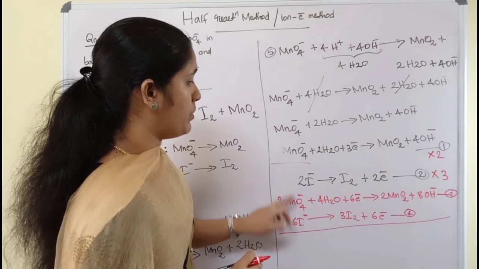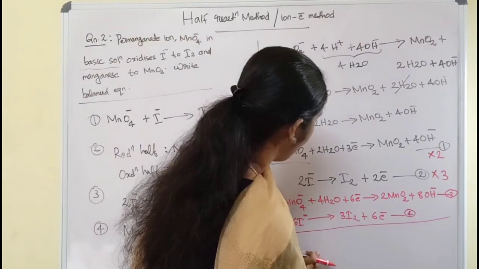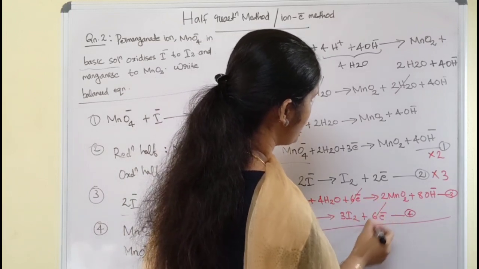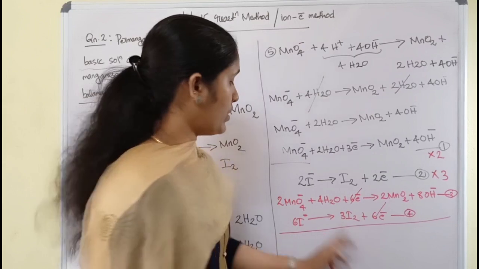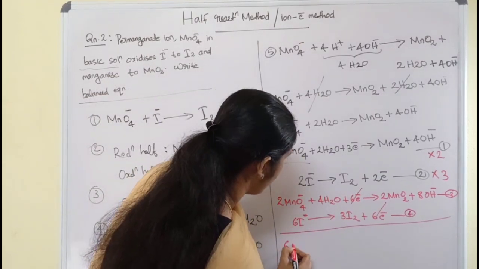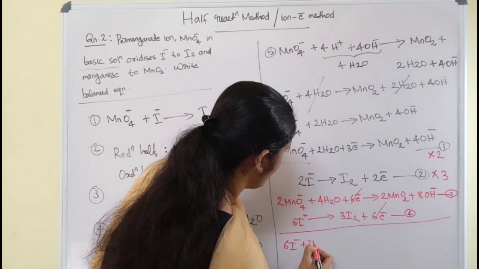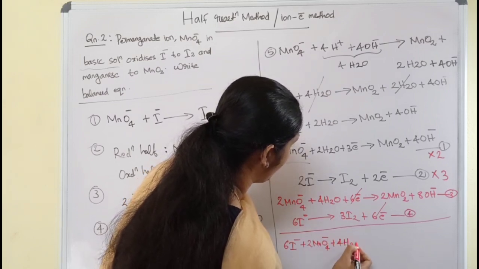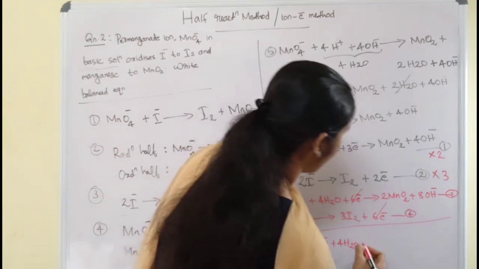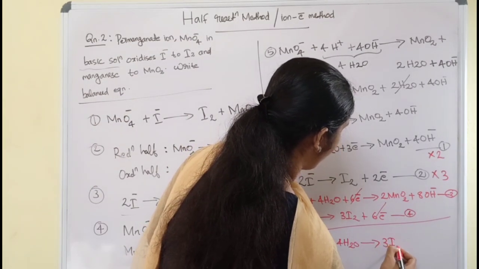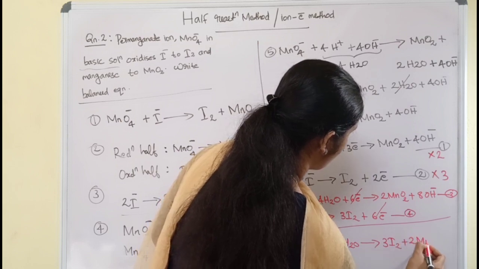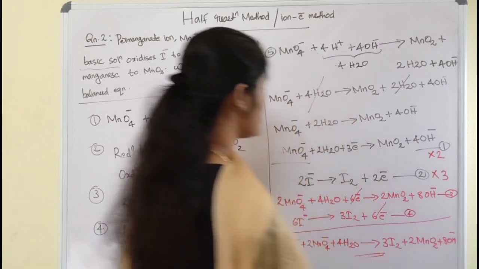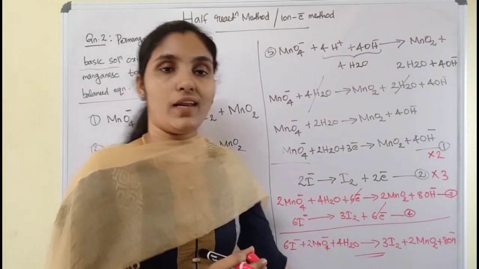Now we have to add equation number 3 and equation number 4. Again the common factors can be cut down. 6 electrons on the left side and 6 electrons on the right side can be cancelled. And let's add this: 6I minus plus 2MnO4 minus plus 4H2O on the left side equals 3I2 plus 2MnO2 plus 8OH minus. This is the final balanced equation.